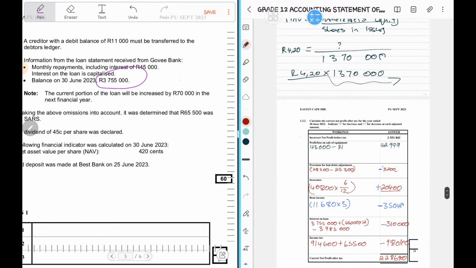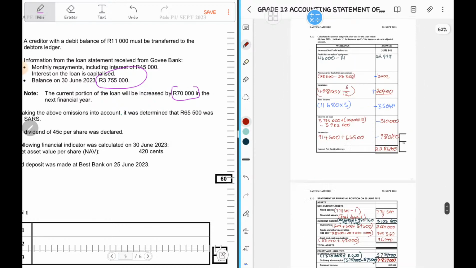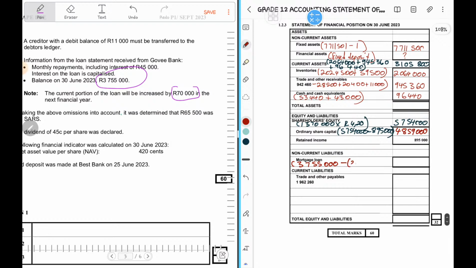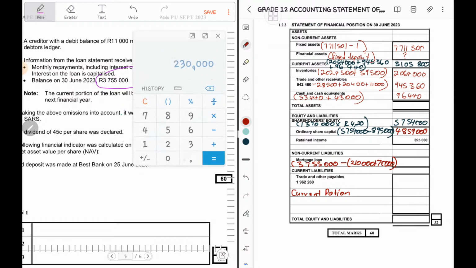But now we have to note that they are saying that next year when they pay, it will be 70,000 more as compared to this current year's current portion of loan, meaning that next year we are going to pay 230,000 plus the 70,000. Meaning that our current portion of loan will be how much? I believe it's 300,000. So next year we should pay 300,000 for the loan.